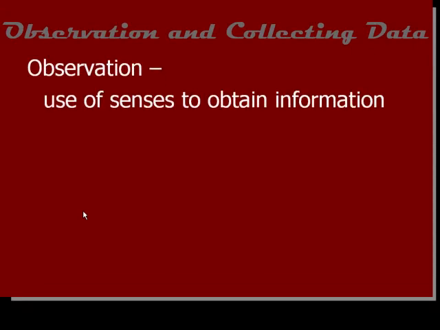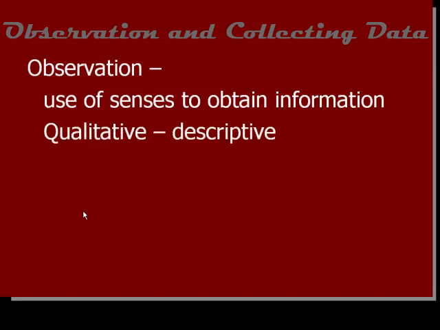All right, so let's talk about observations and collecting data. So when we talk about observation, we're talking about using our senses to obtain information. Data collection really falls into one of two categories. Data can be qualitative, which means some kind of description. State of matter would be a good example. Color would be an example. If we're looking at chemical reactions, we could talk about noticing that bubbles are being produced.